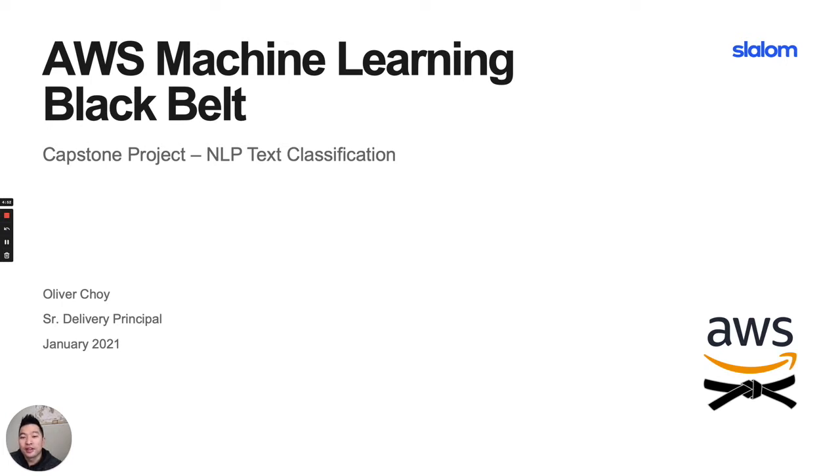Today, I'm going to cover an architecture that I use to solve a text classification problem using AWS AI services as well as SageMaker. This exercise is part of the Machine Learning Black Belt program in fall 2020. So let me start off with the business problem.